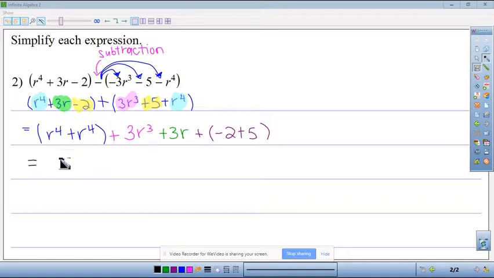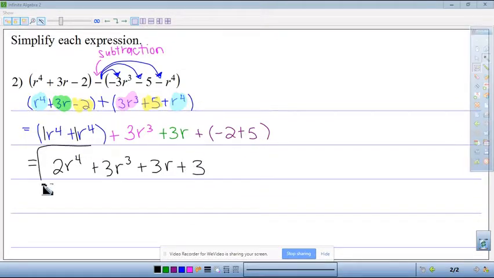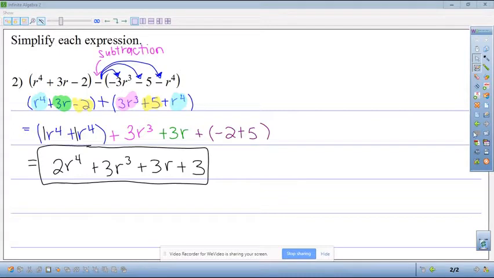So r to the fourth plus r to the fourth is 2r to the fourth, because I have 1 plus 1 is 2. Then I have my 3r cubed. I leave that alone. My 3r, I leave it alone. And negative 2 plus 5 is positive 3. So my final answer is a fourth degree polynomial with a leading coefficient of 2. Again, notice none of my exponent powers change through addition and subtraction. Next problem.